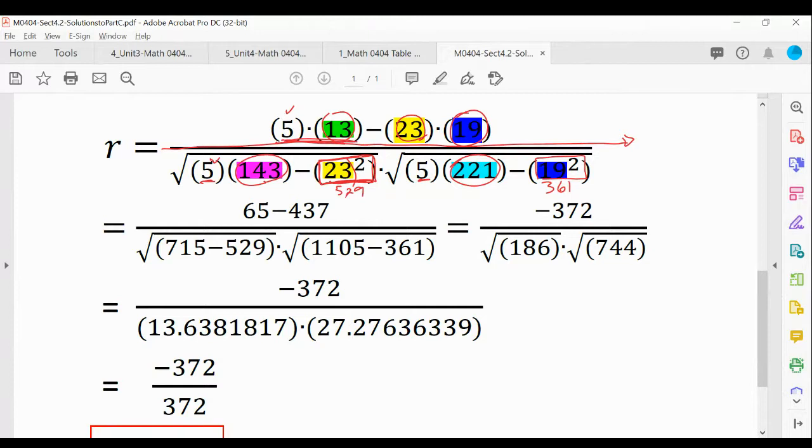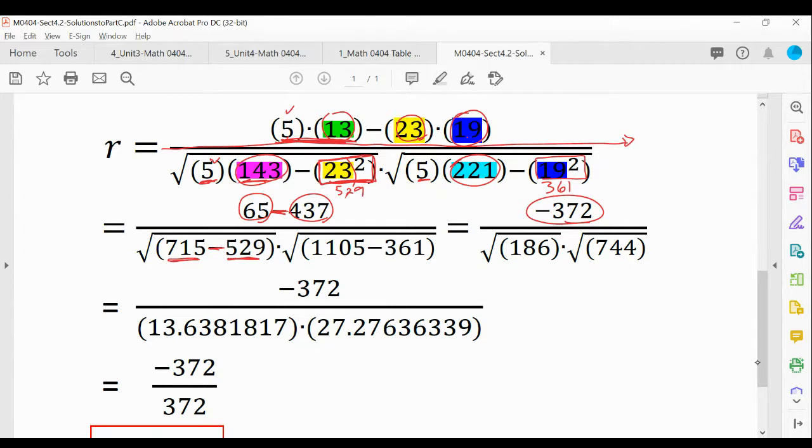Multiply before we subtract. So let's do that on the top. 5 times 13 is 65. 23 times 19 is 437. Then we subtract and we get a negative on the numerator. Let's do the denominator. We have 5 times 143, that's 715, minus 23 squared, or 529.